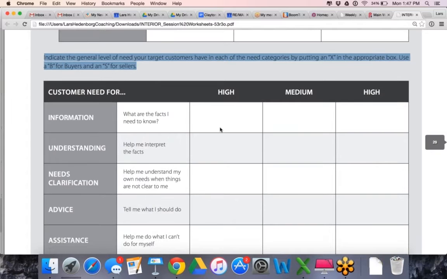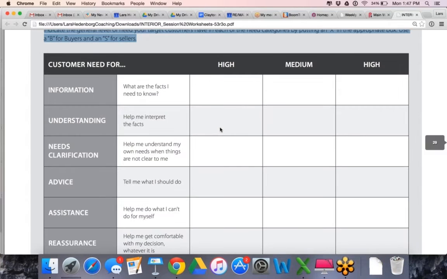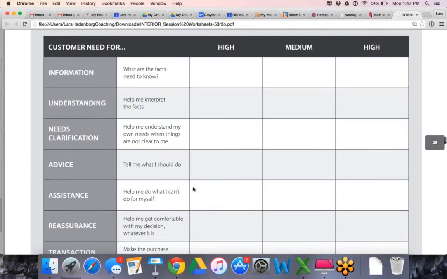And so you're basically going through these and just getting an understanding of customers' need for these different things. Understanding: help me interpret the facts. Needs clarification: help me understand my own needs when things are not clear to me. So helping them understand, to sort of learn what they don't even know, to tell them what they should do. So I think buyers, they need advice. Maybe they don't realize it. Sellers, I probably still put sellers ahead of buyers here a little bit. Maybe sellers are high, buyers are medium.